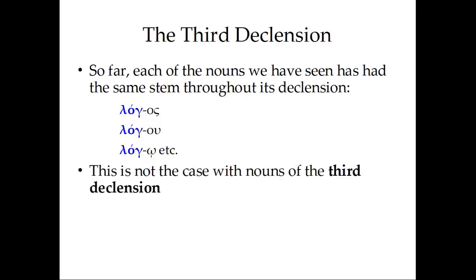This is not the case, though, with nouns of the third declension. They do not have the same stem throughout their declension. Let's take a look at a noun like phulax, phulakos, ho, guard. This is a masculine noun of the third declension.